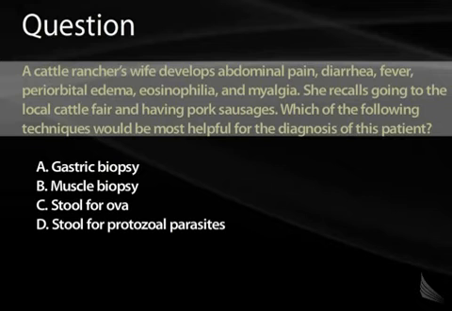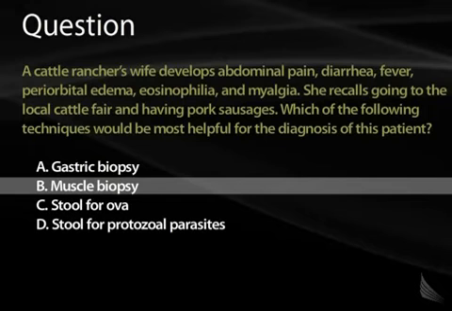When you have Trichinella, that one is diagnosed without looking at stool for eggs. We do a muscle biopsy. So fortunately, we didn't fall for C or D, we went with B, which is how you diagnose Trichinella.